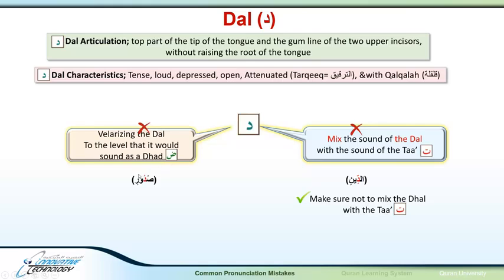Sudur, sudur, sudur. So the dal has been given a velarization. The dal and the dad are from the same articulation point, so giving the dal an extra velarization would make it sound like a dad. And this is wrong. What we need is to pronounce it like this: صدور. Sudur, sudur, and not sudur. So you need to make sure the dal remains attenuated enough so it wouldn't be mixed with the dad.